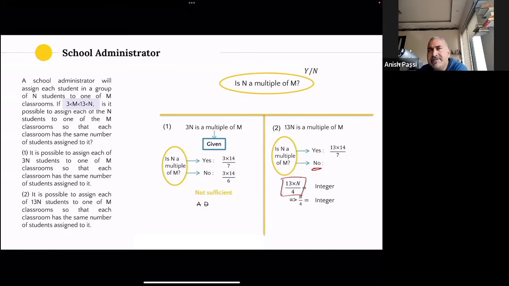Realize 13 times n upon 5, same idea again. 5 will not cancel with 13. That means n by 5 is an integer. 6 will not cancel with 13. 7 will not cancel with 13. 8, 9, 10, 11, 12 will not cancel with 13. That way also you can realize that for these possible values of m, there is no way that 13n is a multiple, but n is not a multiple. That's just not going to happen.